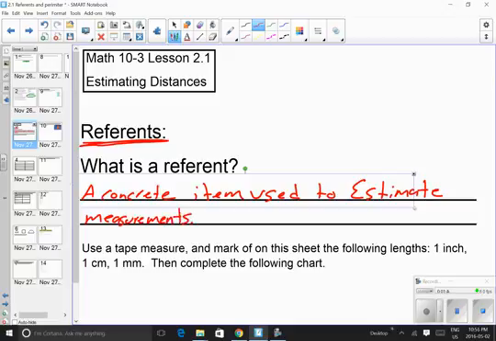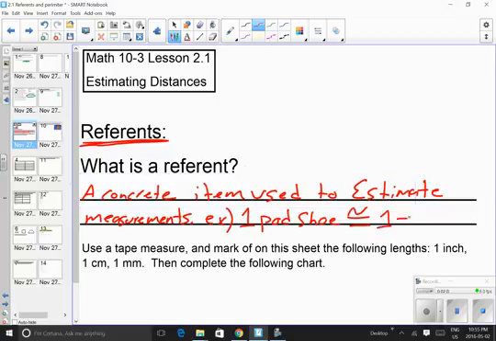All right, so there are many examples for this. My personal favorite part of me is my foot. One of my shoes is approximately equal to 1 foot. And this sign here, that means approximately equal to.